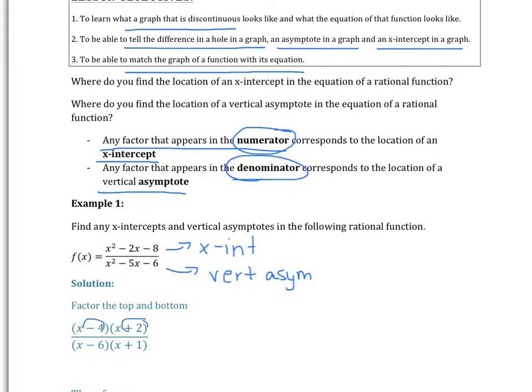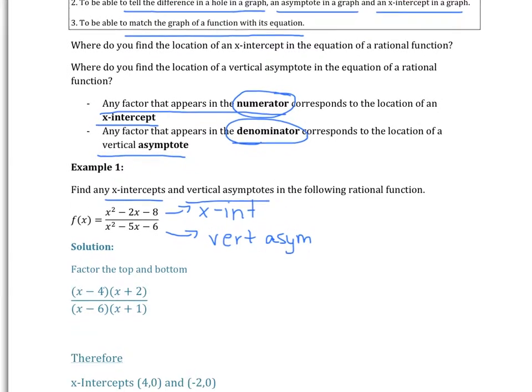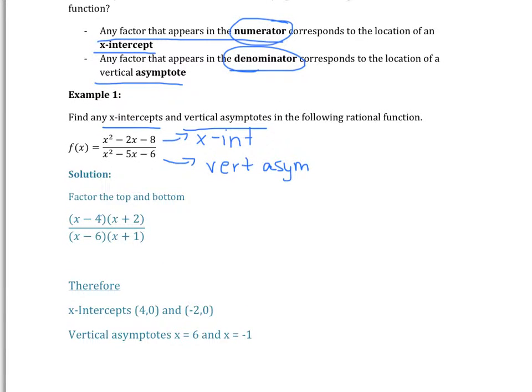So we now have our factors, which is x minus 4 and x plus 2, and x minus 6 and x plus 1. They wanted to know the x-intercepts and the vertical asymptotes. Looking at the top, we can say that our x-intercepts are going to be found at (4, 0) and (-2, 0). And if we look at our bottom, our vertical asymptotes are going to be found at x equals 6 and x equals -1. So just remember that our x-intercepts are found on the top and our vertical asymptotes are found on the bottom.